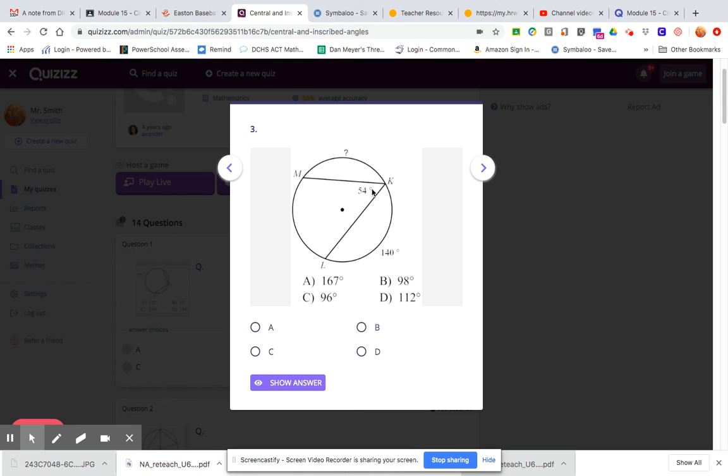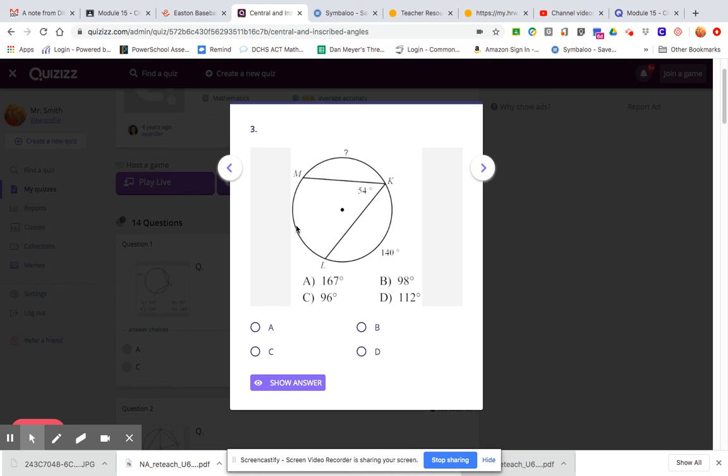All right, number 3, another inscribed angle. It doesn't ask it right now, but I do need to know that if that inscribed angle is 54, then that intercepted arc ML, that minor intercepted arc, another vocabulary you need to know, is double the inscribed angle. So that is 108.